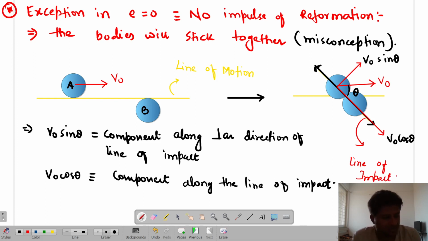So now let us talk in this greater sense. We have the line of impact and we have the line of motion also. Are you able to get me or not? Now try to understand what actually happens along the line of impact and what happens along the line of motion. Can you see any difference over here? So, can we have any kind of conclusion regarding this?